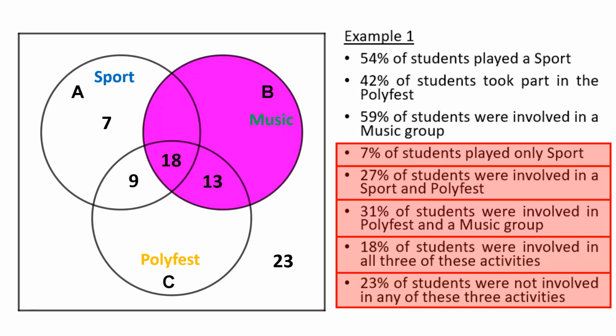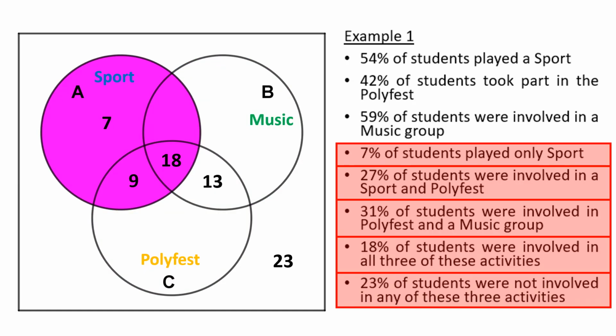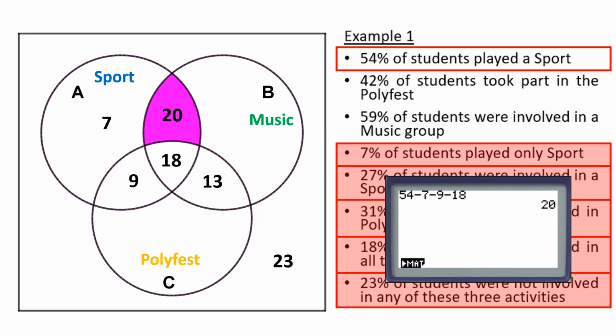Now, we can see in the music region, there's still two regions we don't have information for, but in both the polyfest and the sport, there's only one more region we have to find information. So let's start with maybe the sport. I can see that 54% of students played sport, so this entire circle must add up to 54. So 7 plus 9 plus 18 plus something is 54. So if I did a subtraction, I'd work out that the remaining bit is 20. So we can pop 20 in this region. There's 20% of students that played sport and music together.